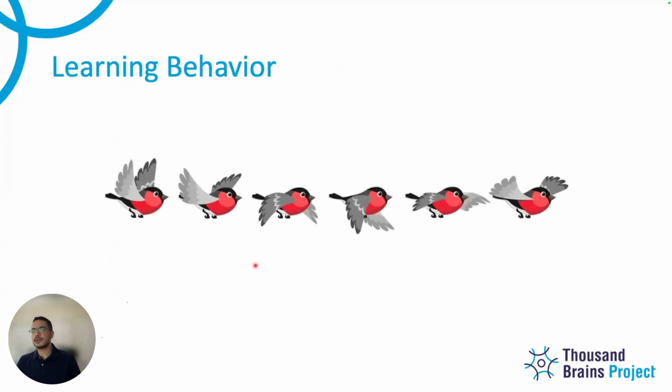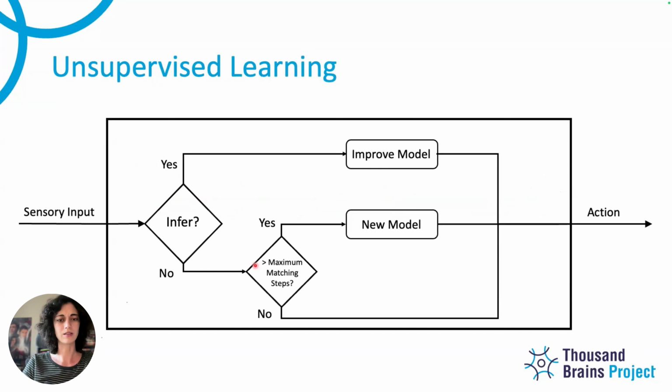Actually, if we reach maximum matching steps and there are still several possible hypotheses, we wouldn't create a new model. We just say this episode, there's nothing learned. So this is the correct MLH? Yeah. Yes.